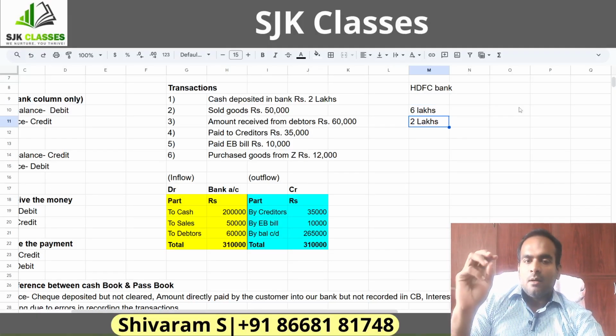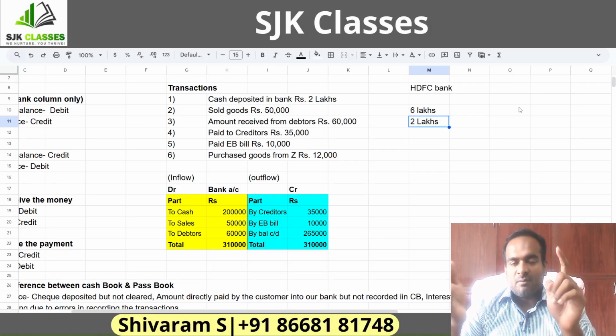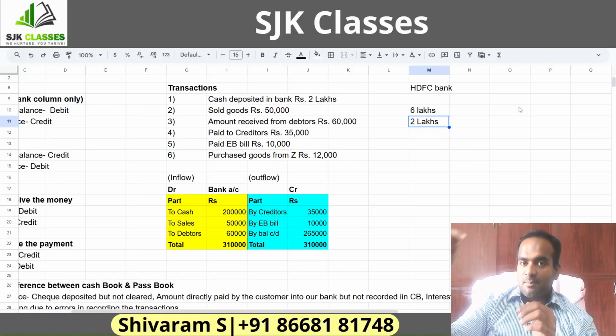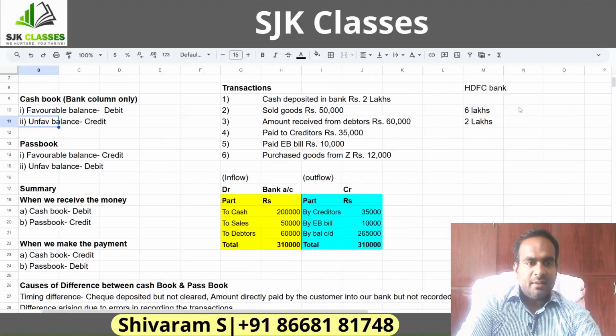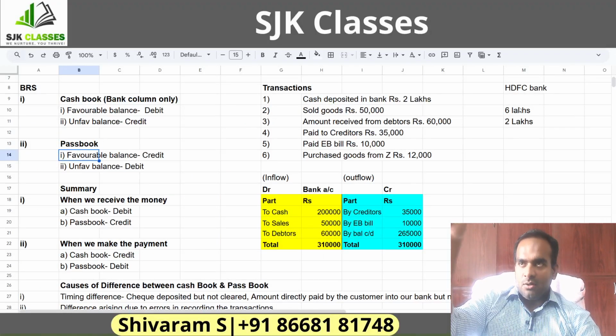So whenever the bank balance increases, in the cash book we will give a debit because from our perspective the asset increases. But from the bank's perspective, they will say that the liability is going up. So as per modern rules of accounting, when liability goes up, I have to give a credit. That's why any receipt in the passbook will be shown on the credit side. So all the credit transactions in the passbook are a favorable component. And any unfavorable means what? Unfavorable means making the payment.